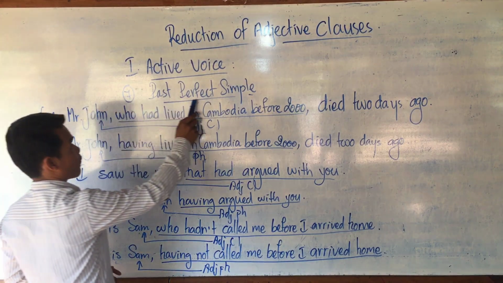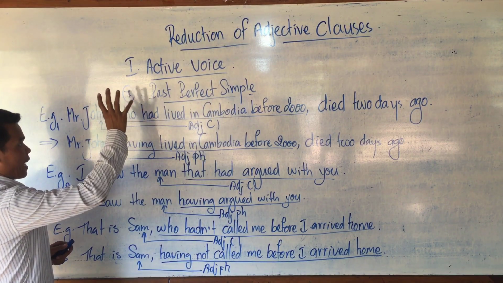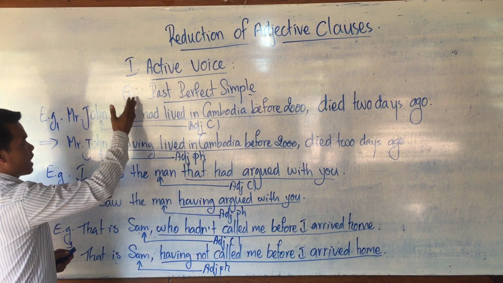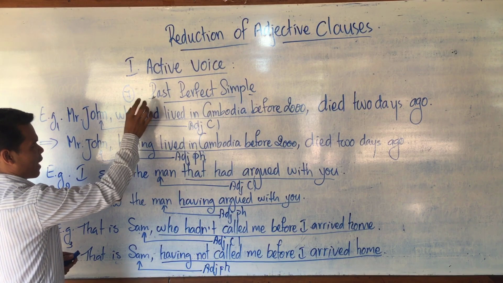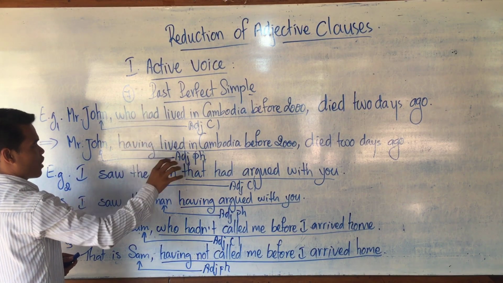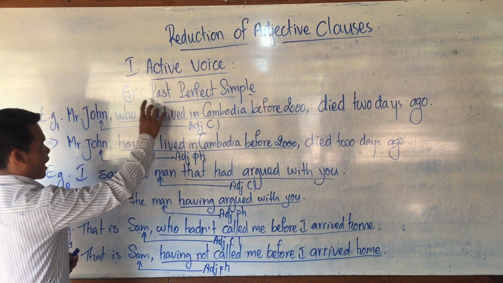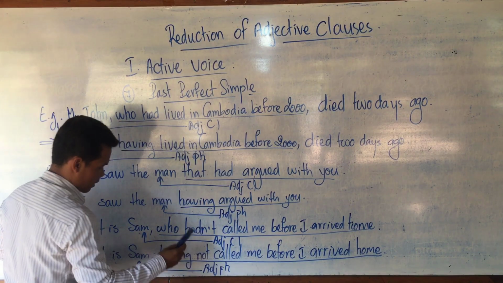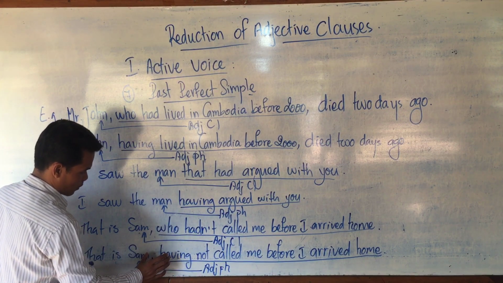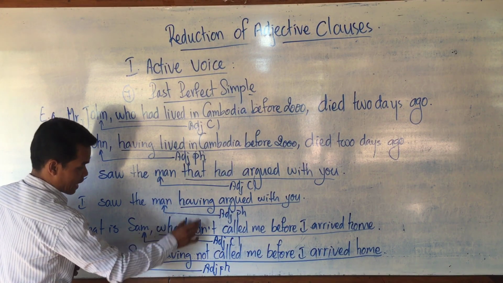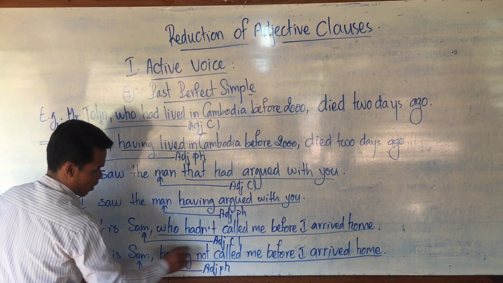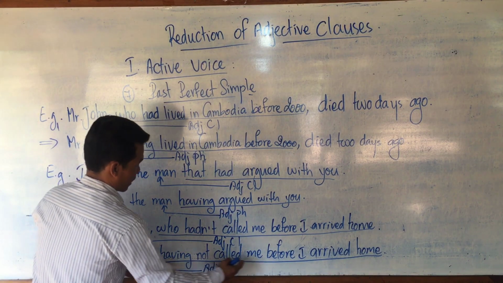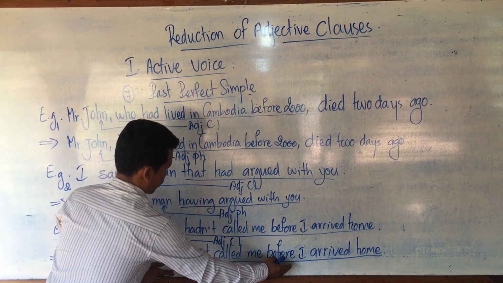Again, for past perfect simple, in the reduction of an adjective clause in a positive sentence, you have to delete the relative pronoun, and the auxiliary verb had has to be changed as well. So we change had to have plus ing, and then the main verb. But for a negative sentence, you delete the relative pronoun first, and after that you change had to have plus ing. But not is not deleted because not is a negative adverb. Then we can write our adjective phrase like this.